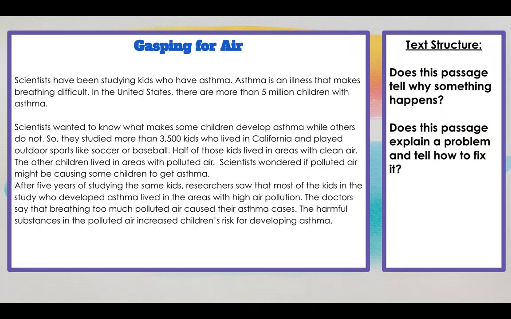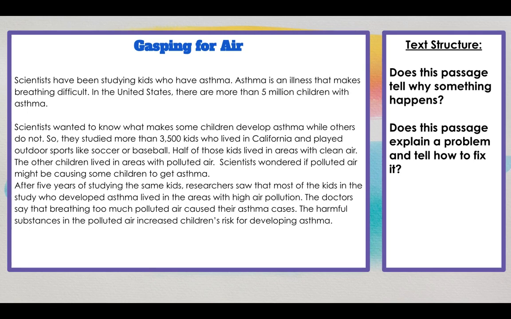All right, let's take a look at another one. This is called gasping for air. Scientists have been studying kids who have asthma. Asthma is an illness that makes breathing difficult. In the United States, there are more than 5 million children with asthma. Scientists wanted to know what makes some children develop asthma while others do not. So they studied more than 3,500 kids who lived in California and played outdoor sports like soccer or baseball.